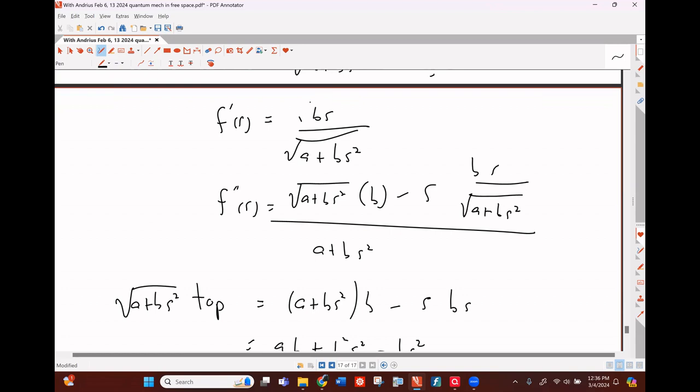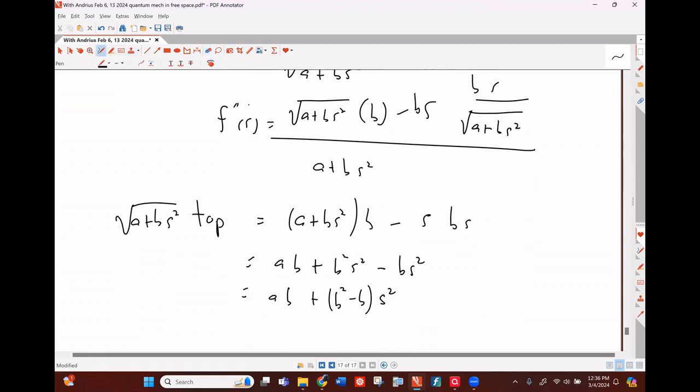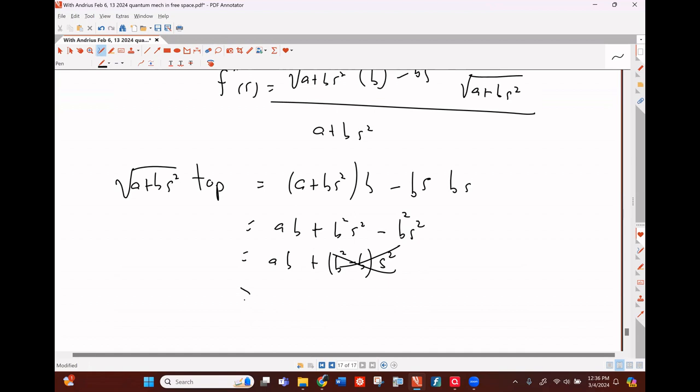Bottom times derivative of the top minus top, oh, b s times the derivative of the bottom. Ah, there's an extra b here. Okay, and then those cancel out. So you get a b, which is greater than zero. Boom. Okay, so you proved your point. I'm glad we did that.